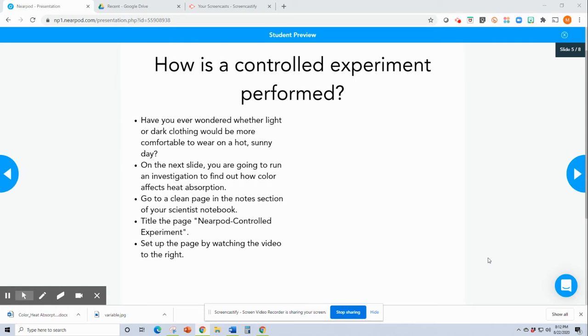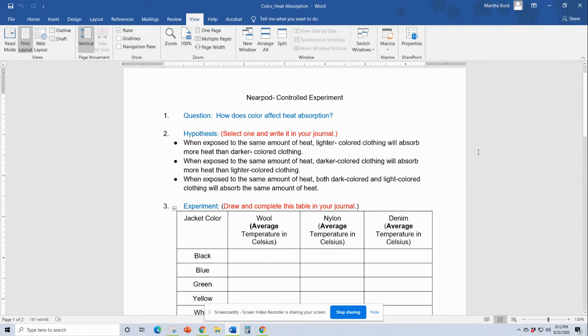So if you will go to a clean page in your scientist notebook, and at the top of the page, just write Nearpod hyphen controlled experiment. And then what I'm going to do is show you exactly how we want you to set your page up. And what you can do is actually pause this video as you need to make sure that you have everything set up in your notebook.